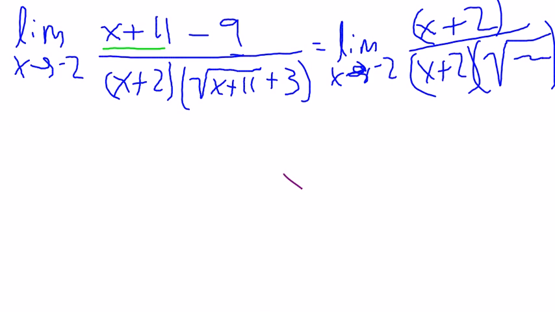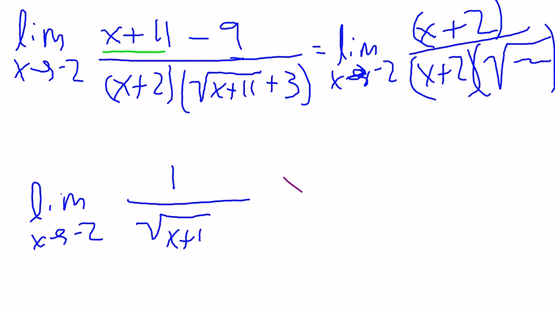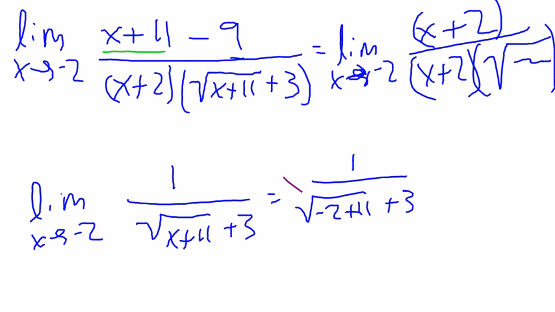So let's go ahead and remove that and rewrite this as the limit as x goes to -2 of 1 over square root of x plus 11 plus 3. And now we can actually evaluate this. We get 1 over square root of x, which is -2, plus 11 plus 3, which is 1 over the square root of -2 plus 11, which is of course 9. Square root of 9 is 3, so we get 3 plus 3, so we get the answer of 1 over 6. Yay!